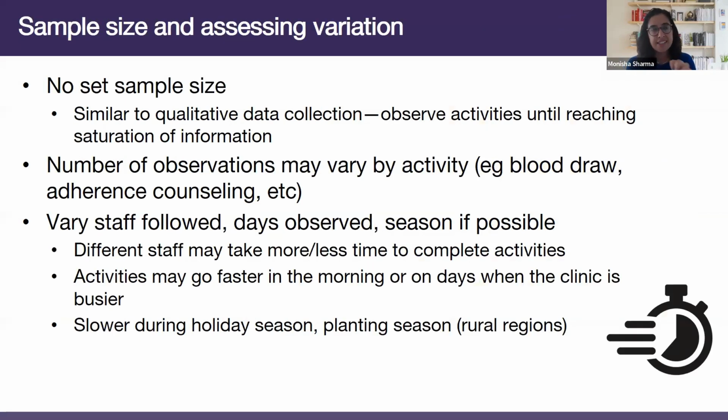So in terms of sample size for a time and motion study, there's really not a set number. It's similar to qualitative data collection, where you just keep observing a task until you feel like you've hit saturation. So you really have a sense of how long this takes, and watching more observations is not going to give you more data. You sort of feel like you have it, and then that could change.